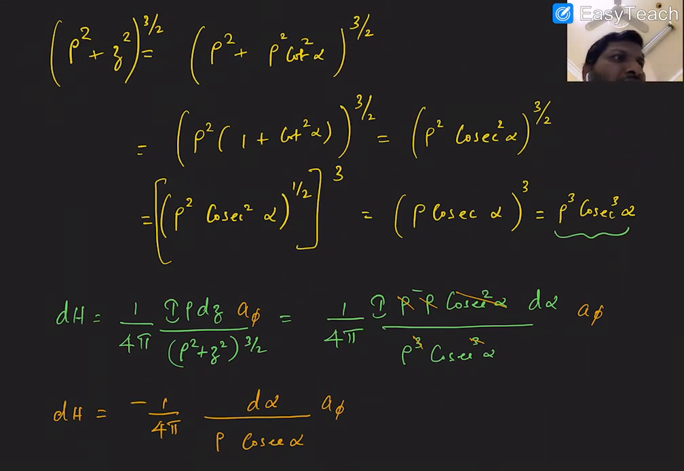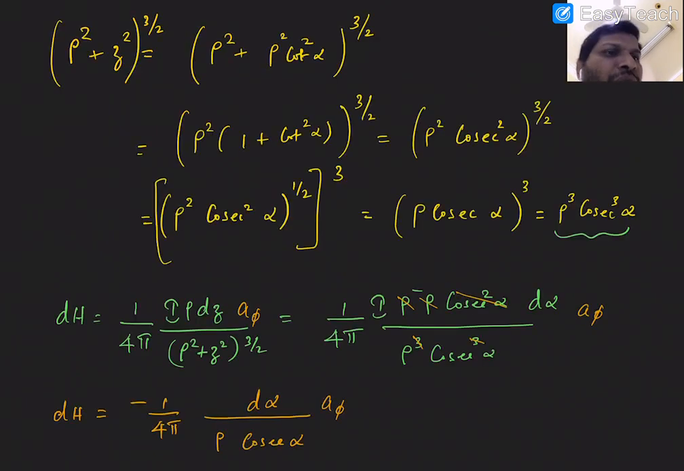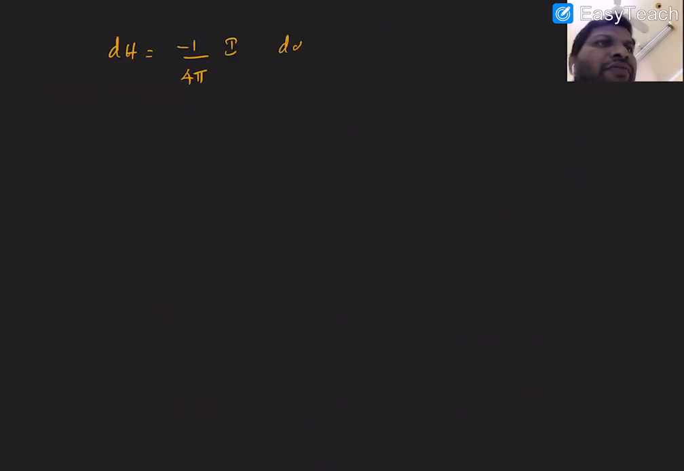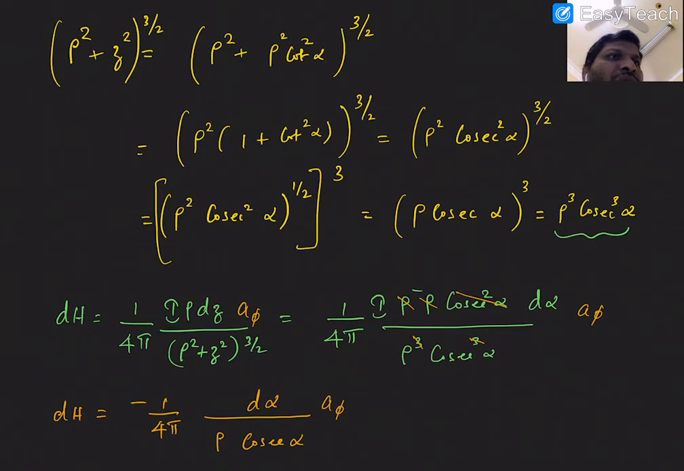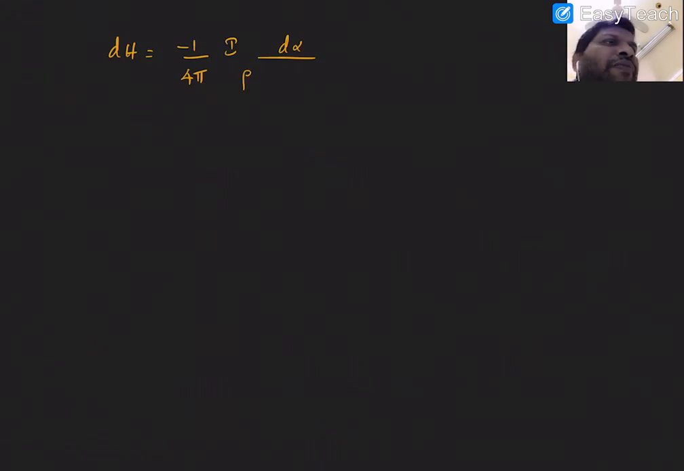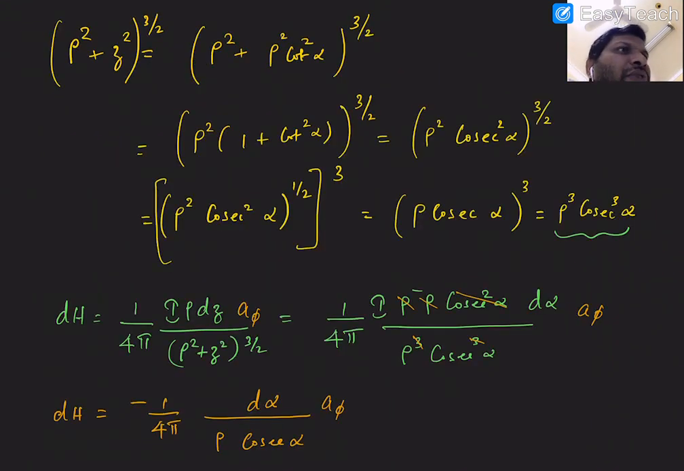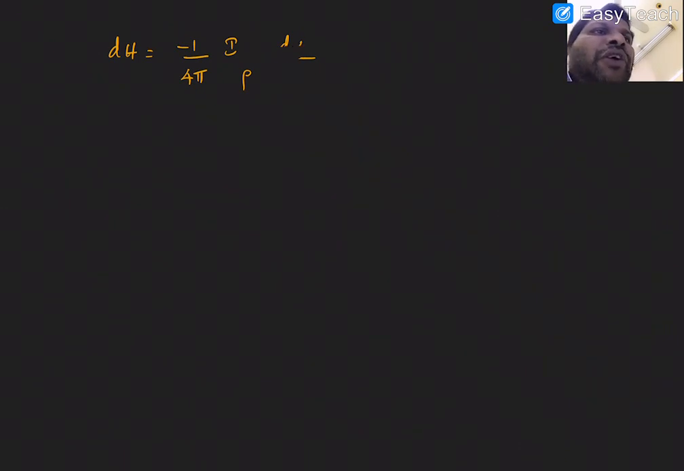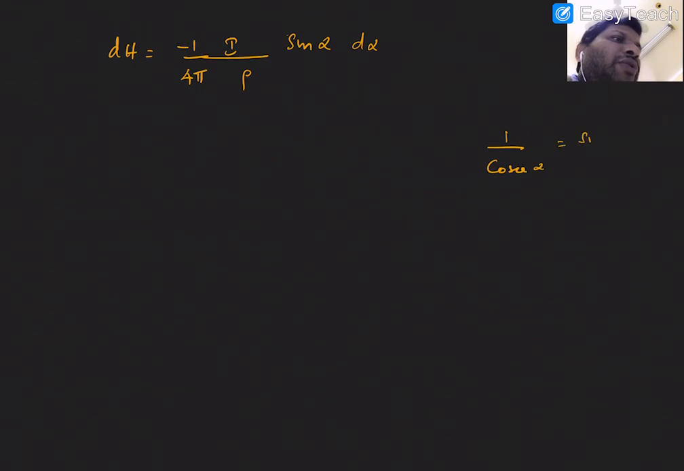So now we got dH is equal to minus 1 over 4 pi into I into d alpha divided by rho, and 1 by cosec alpha is sin alpha. So this becomes I by rho into sin alpha d alpha, because 1 over cosec alpha is equal to sin alpha. Because of this reason.